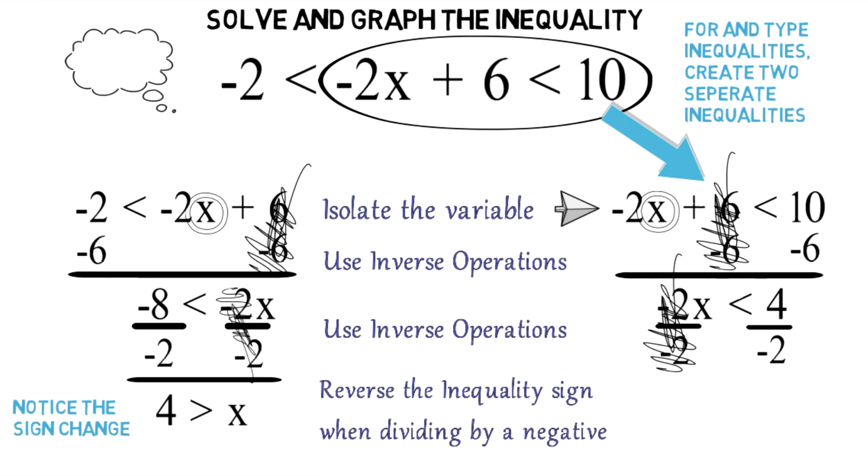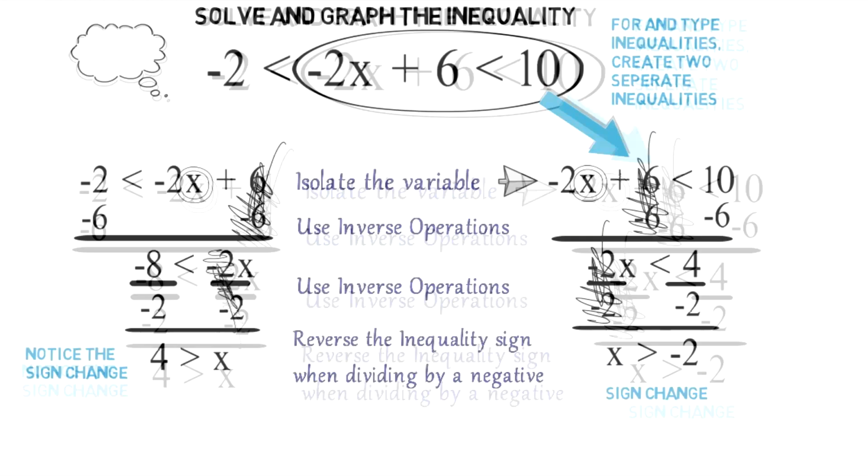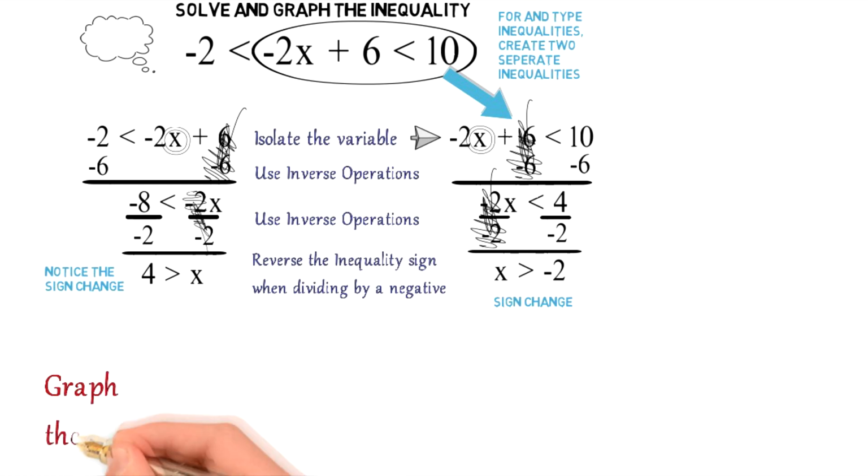The -2 and -2 cancel each other out, and you're left with x is greater than -2. Again, let's notice the sign change. Now, we're not done yet. We still have to graph the inequality.